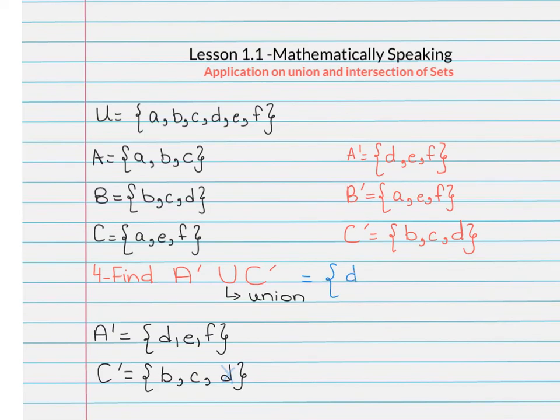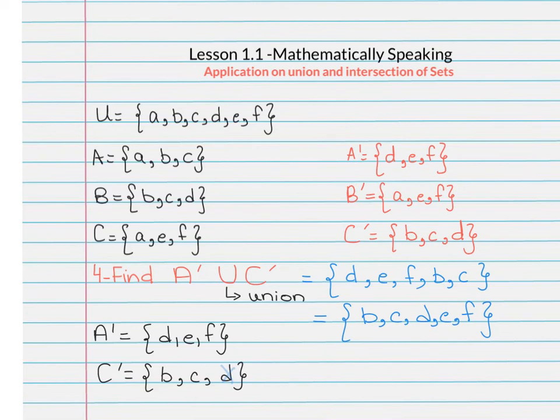We're going to start with A prime, listing the elements of A prime, D, then E, then F, followed by the elements of C prime, B and C. We don't write D because we already wrote it. Now we're only going to order them based on alphabetical order: B, C, D, E, and then F.